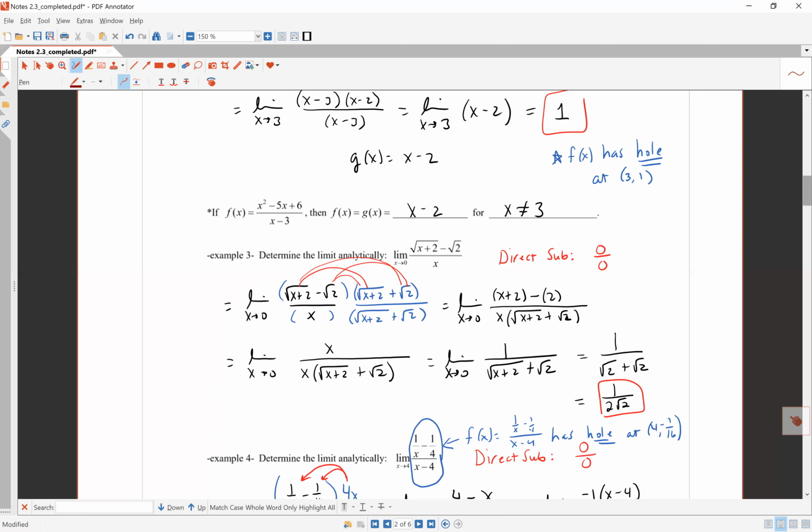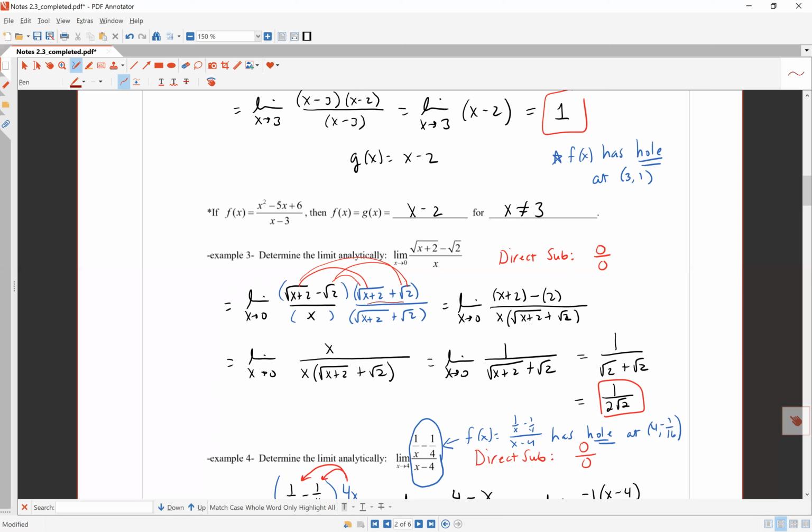So the typical trick, when you have the square root of x plus 2 minus the square root of 2, is to multiply by a conjugate. In your previous algebra course, you probably learned how to multiply by the conjugate of the denominator, but we're going to multiply by the conjugate of the numerator. And that will get rid of the square root in the numerator. Do you see, this is the conjugate, this part right here.